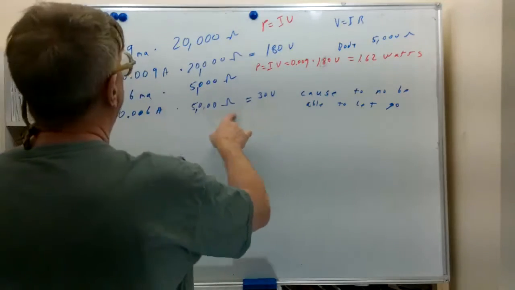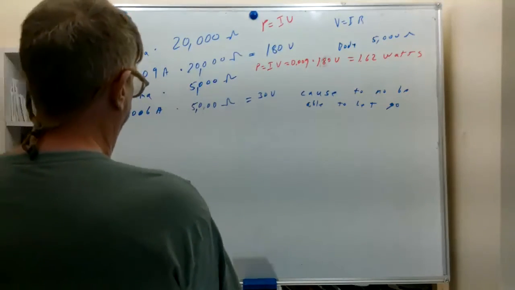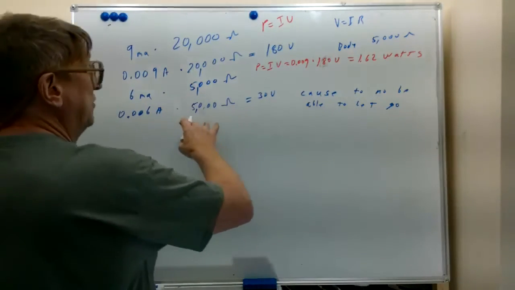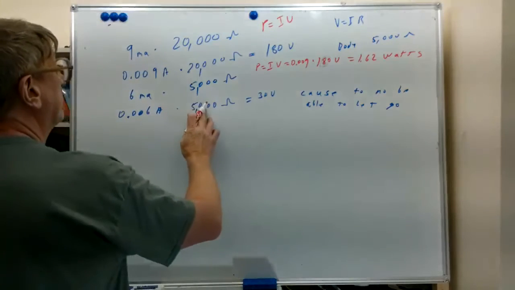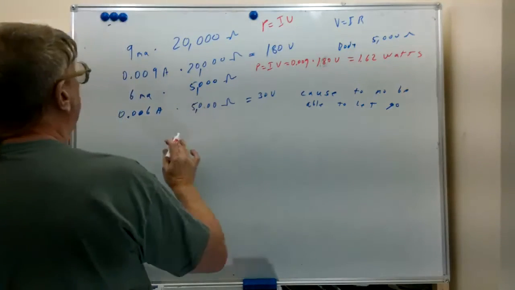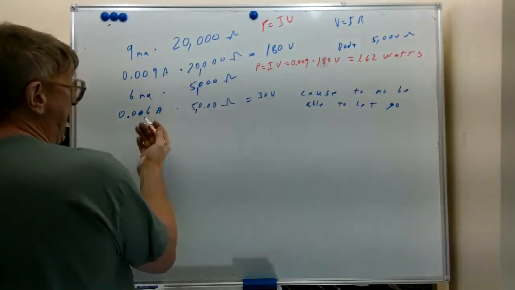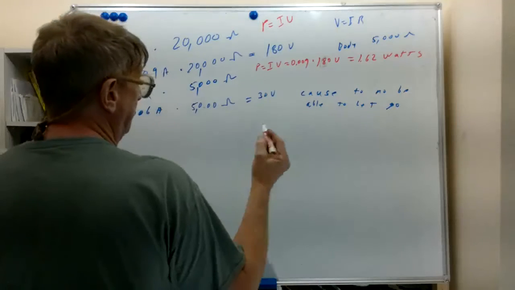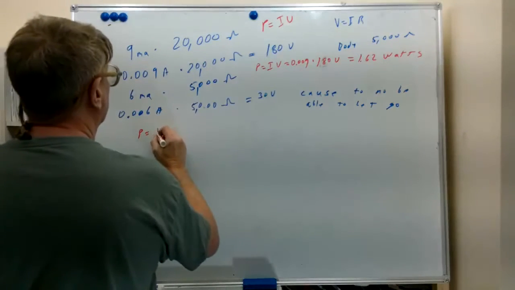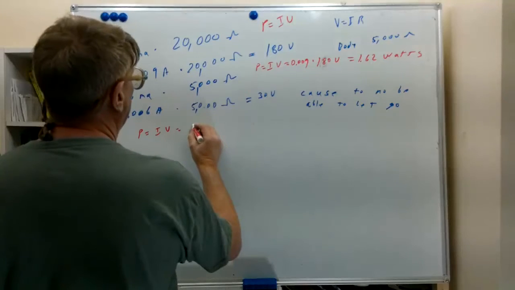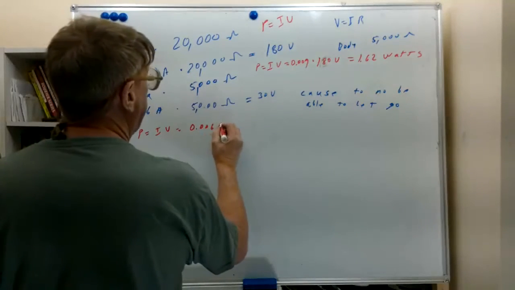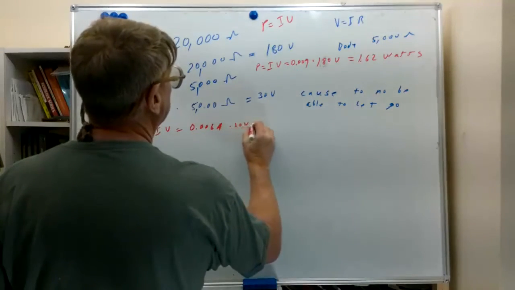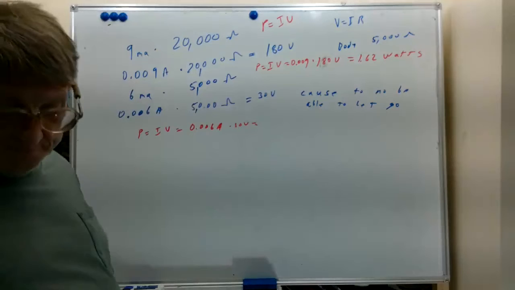Let's look at this one here. Your resistance is down to 5,000 ohms because you're wet. You're one of the people that can get locked on at 0.006 amps, 30 volts. We're going to use the same power equals current times voltage. Our current was 0.006 amps, our voltage was 30 volts. Let's see how many watts that would be.